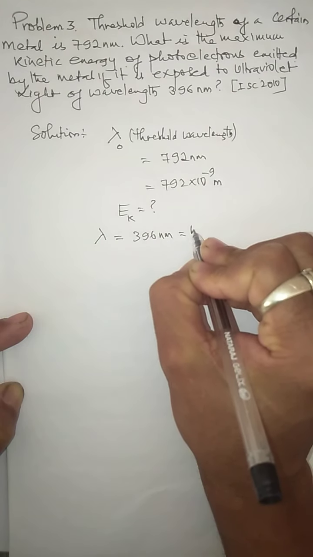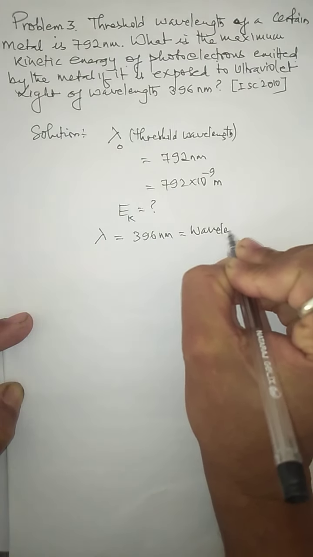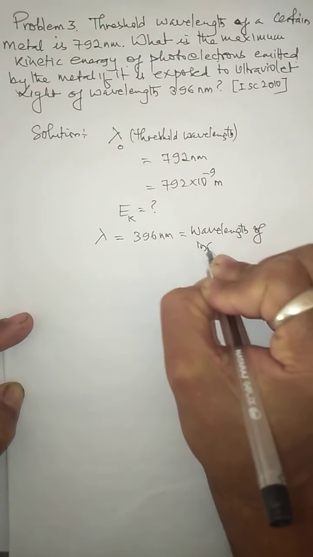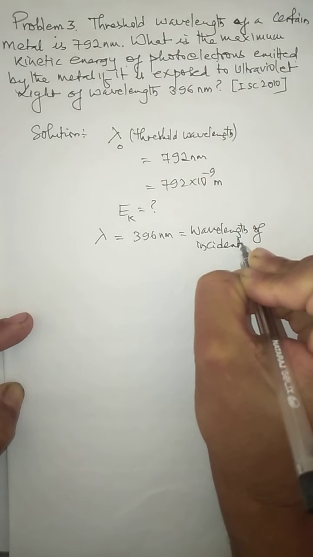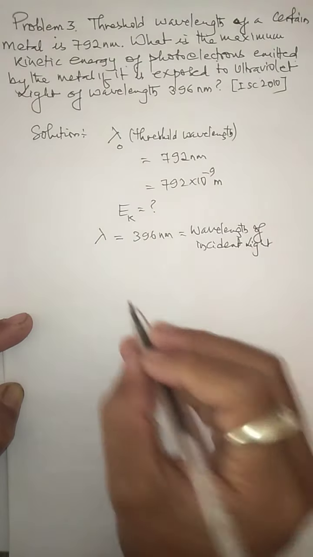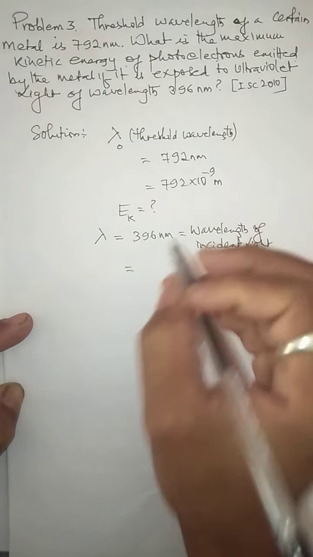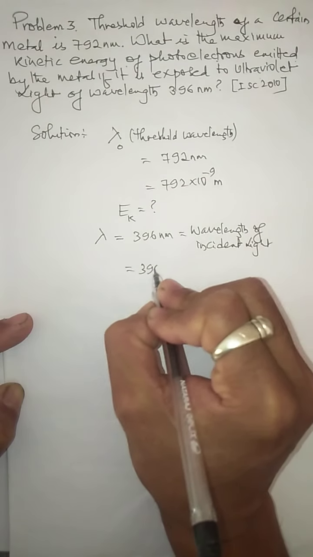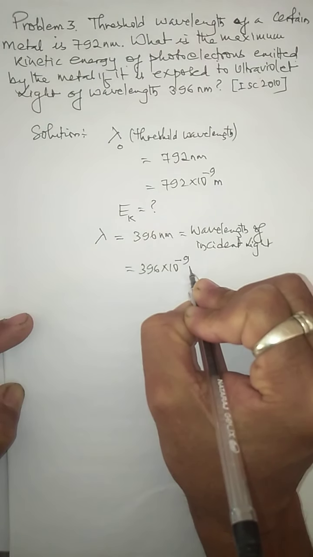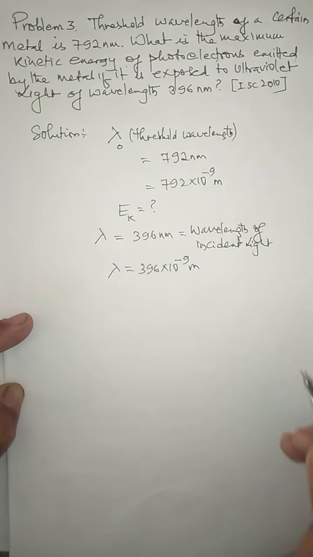So what is 396 nanometer? It is the wavelength of the incident light. Again, for this also I convert into meter, so 396 into 10 to the minus 9 meter. This is the wavelength of the incident light.